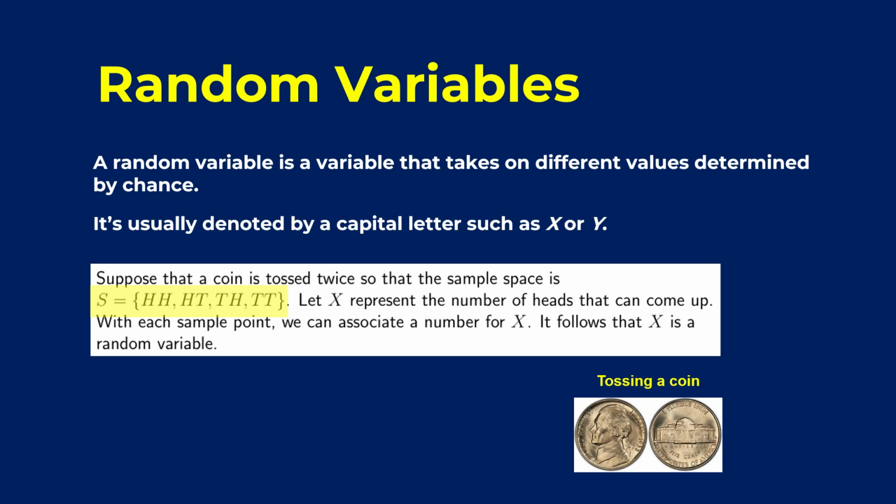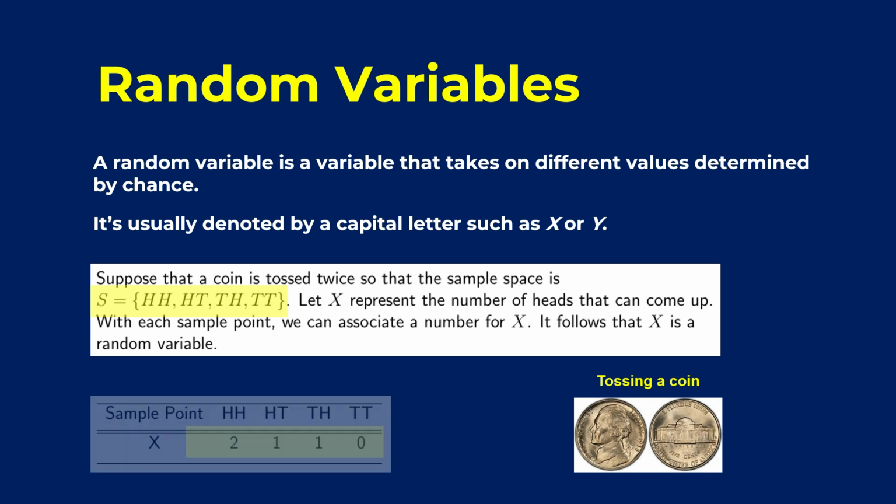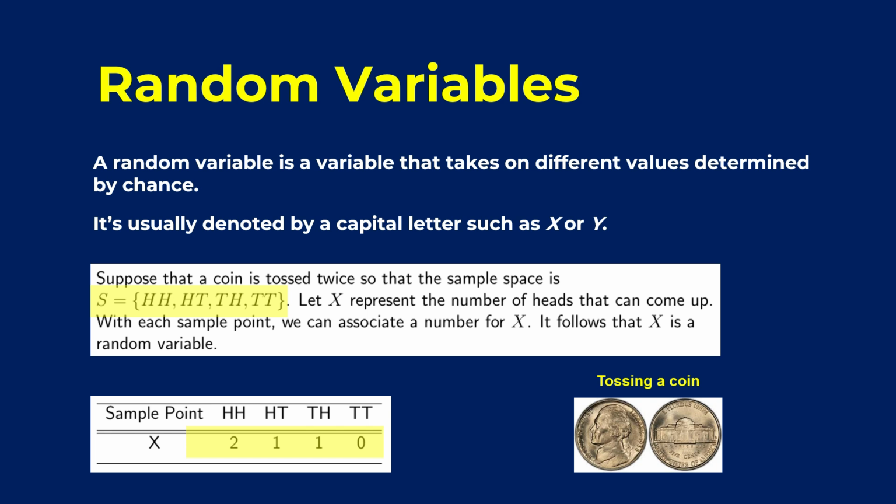With each sample point, we can associate a number for X. As we can see, X takes on different values determined by chance. We can therefore say that X is a random variable. Another point to note is that for this sample space, this is not the only random variable. We can define many other random variables, for example, number of tails, the square of number of heads, etc.